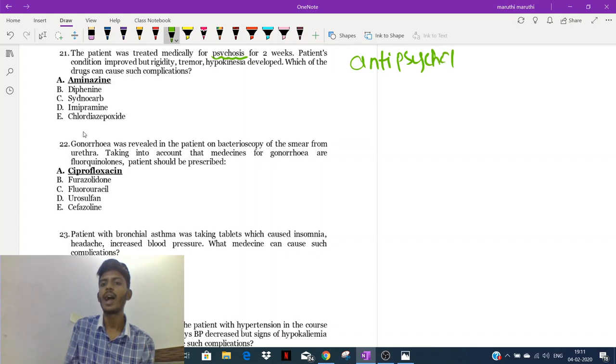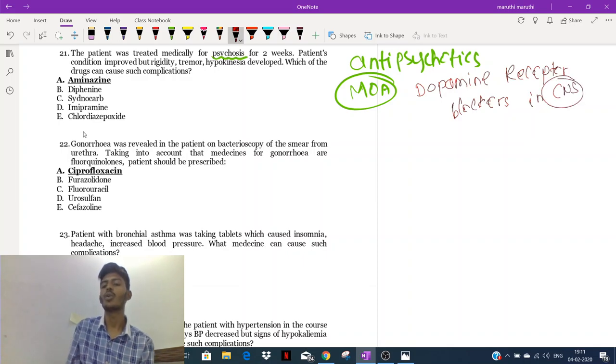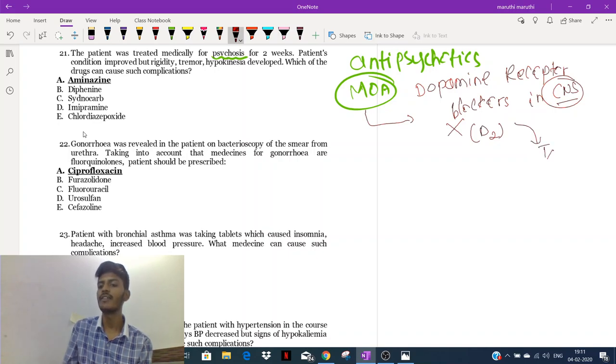Antipsychotics. Okay. Now antipsychotics have some mechanism of action. What is the mechanism of action of all antipsychotics? They are dopamine receptor blockers in the central nervous system. If they are blocking the dopamine receptors in the central nervous system, which type of dopamine receptors are present there? That will be the D2 receptor. Now when antipsychotics block this dopamine receptor, they will treat psychosis. Agreed. But at the same time, due to blocking of the dopamine receptor, they can lead to Parkinson-like symptoms.